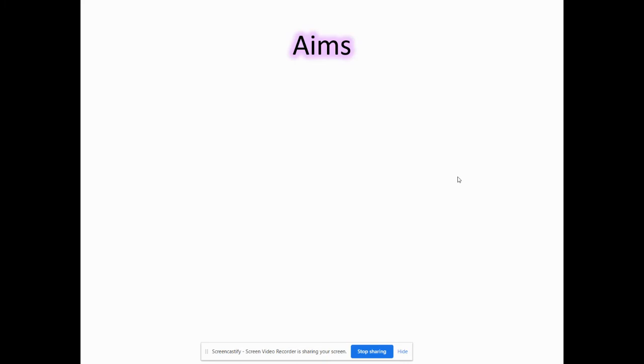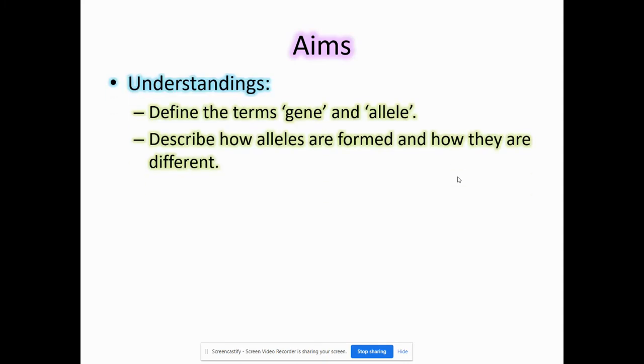So first of all, this is what we're going to cover. We're going to look at the terms gene and allele. So we're going to look at what they mean separately, and then we're also going to look at how they relate to each other and how they're different from each other. And then we're going to look at how alleles are formed and how they're different.